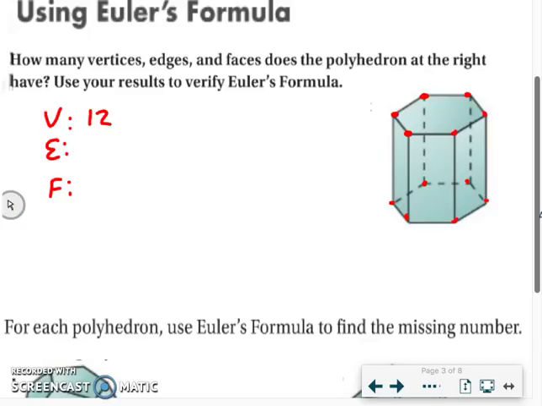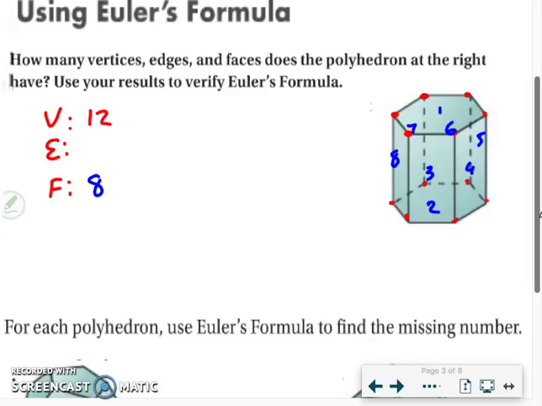And then faces is pretty easy to count. We have a face up top and a face on the bottom. So that would be 2. And then since there's 6 sides, there's a quadrilateral that's going to connect each of those sides. We have 3, 4, 5, 6, 7, 8 faces on this hexagonal prism.